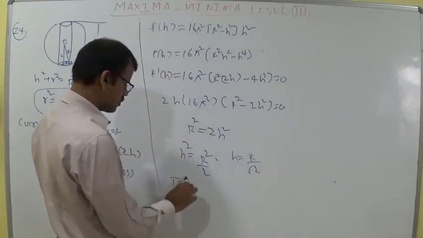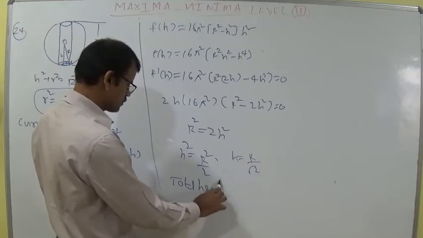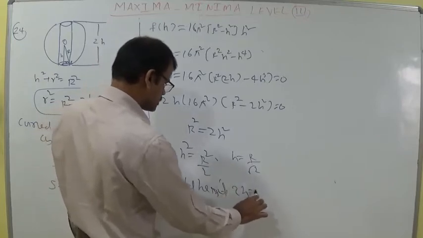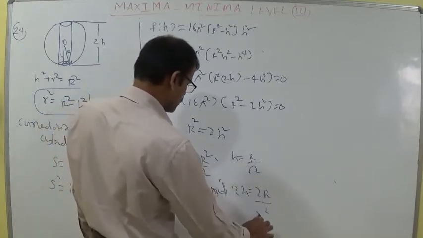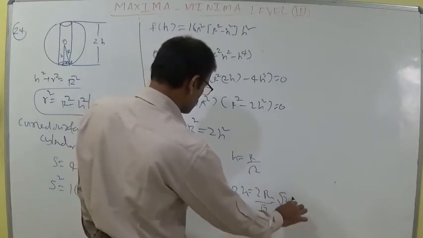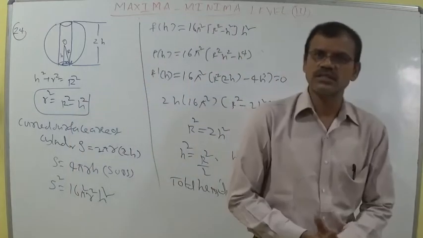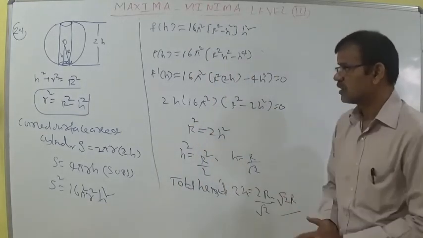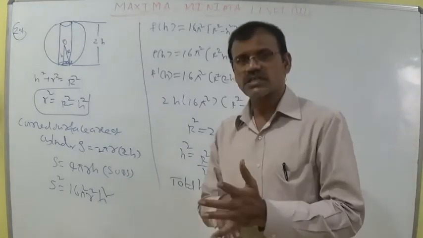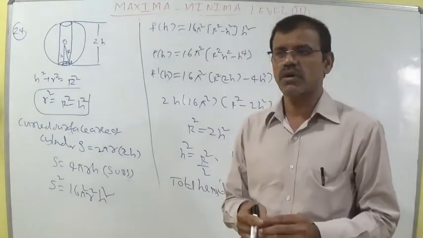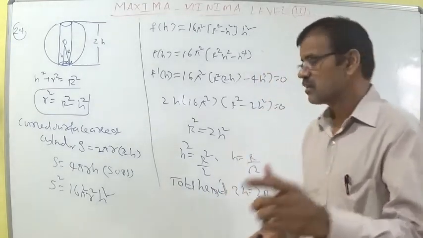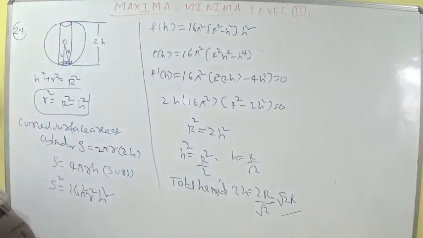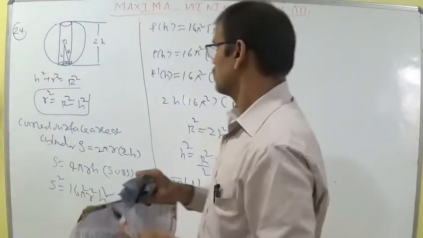Here h means we need the total height. Total height 2h is equal to 2R by root 2, so this is equal to root 2 R. Students, I know that this is an important sum in IPE. Maybe you did it in any method, no problem. I showed the proof here: the cylinder with maximum curved surface area inscribed in a sphere has height root 2 R. So the relation between the radius of the sphere and height is root 2 R.